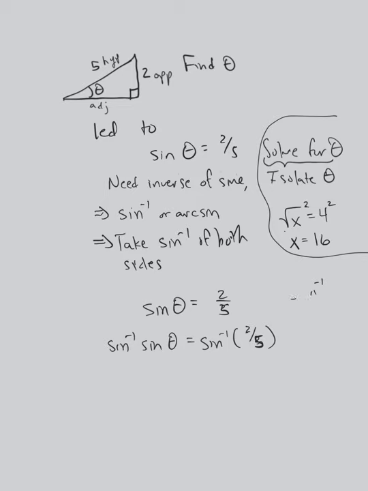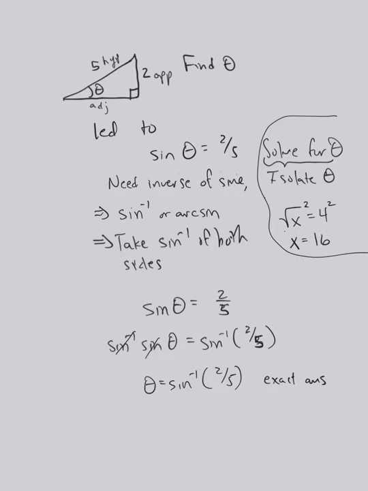And here's the key thing about this: the inverse sine cancels the sine, and so on my left I have theta, which is what I was looking for, and on my right I have the inverse sine of 2/5, like that. All right, now that's the exact answer for theta. And so let me show you how to get the approximate. You can probably guess how to get the approximate.